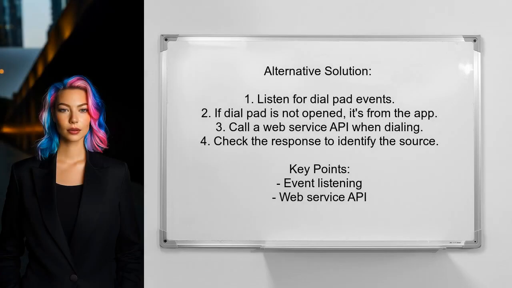An alternative approach suggests listening for events to determine if the dial pad is opened. If the dial pad is not opened, it indicates the call originated from the app. Additionally, you can call a web service API when dialing a number from your code. By checking the response, you can identify whether the call was made from your app or the dial pad.